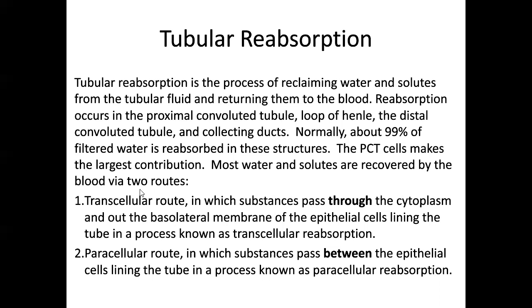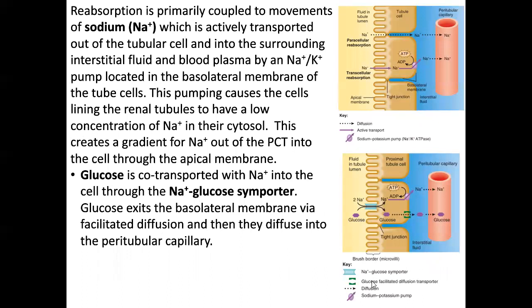Through is what we're going to focus on here. The transcellular route is where the substances pass through the cytoplasm and out the basolateral membrane of the epithelial cells that line the tube. We call this transcellular reabsorption. Whereas in paracellular reabsorption, it's between the epithelial cells that line the tubule. We can see both examples on the next page here in our top figure with sodium. And here we see para, here we see trans.